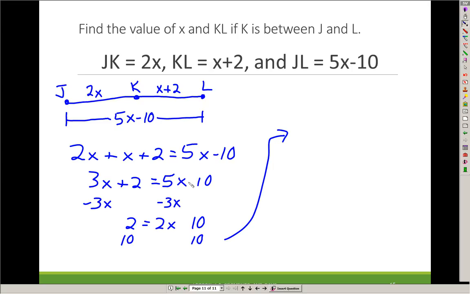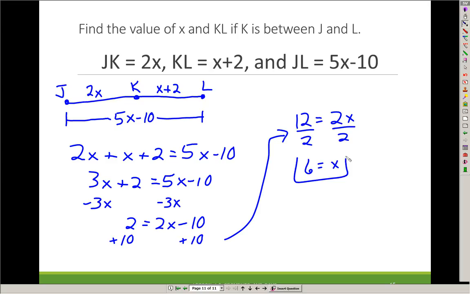So 5x minus 10, still 5x minus 10. It's still a minus 10, so to move a minus 10, it adds to both sides. Add it to both sides. 2 plus 10 is a 12. Now that makes more sense. And then leaving a 2x on the right. Divide both sides by 2, and x is 6.